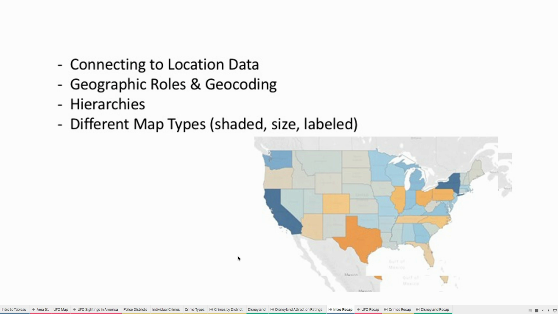All right. So as a recap, we started off by loading in the superstore data set. We learned how to connect to location data in a spreadsheet. We learned how to use geocoding and how geographic roles work in Tableau. We learned about hierarchies and how to drill up and down. And finally about different map types, like shaded maps, point maps, label maps.